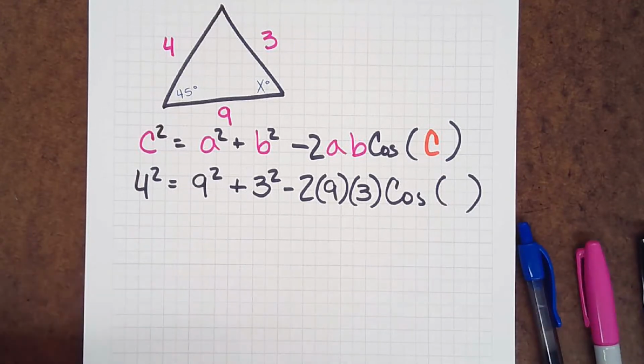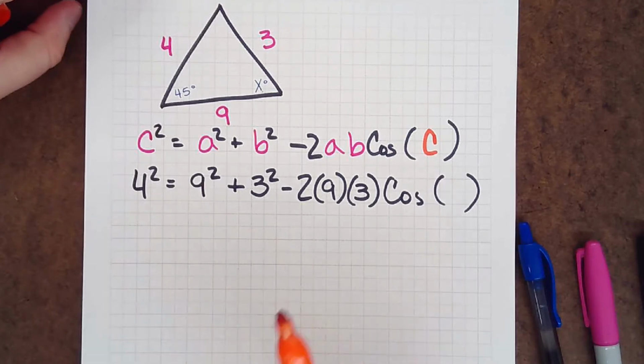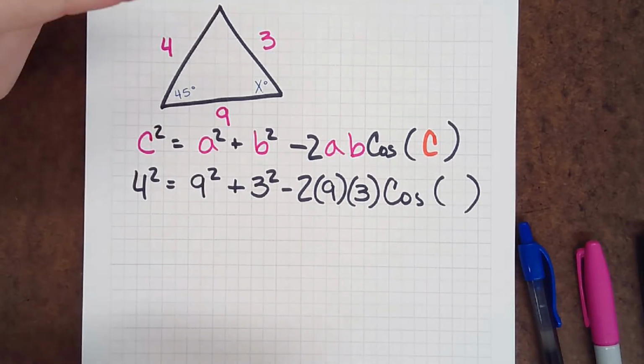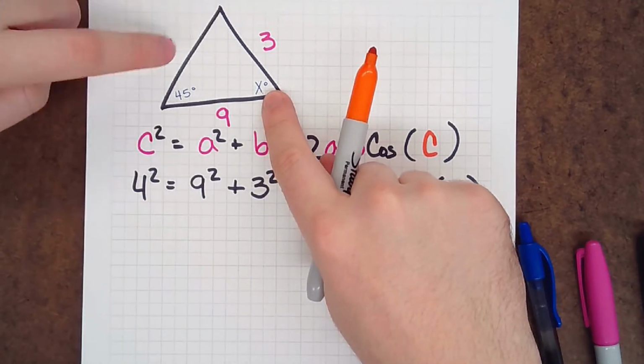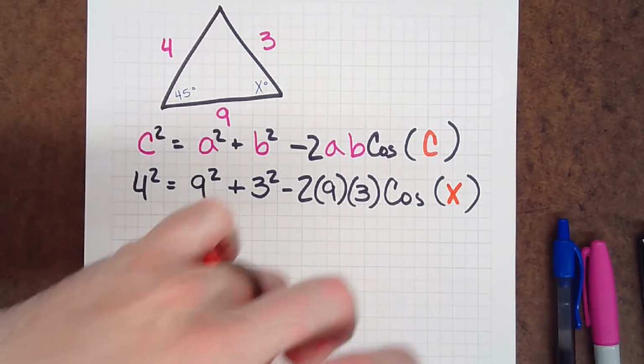The common mistake is that people put the 9 or the 3 here, especially the 9 because they think C is always the biggest side, especially when we're doing Pythagorean theorem. That is not true. C in this case is always the side across from the angle we're looking for. So we don't know what this is, we'll call it x. And now we begin the process of solving.